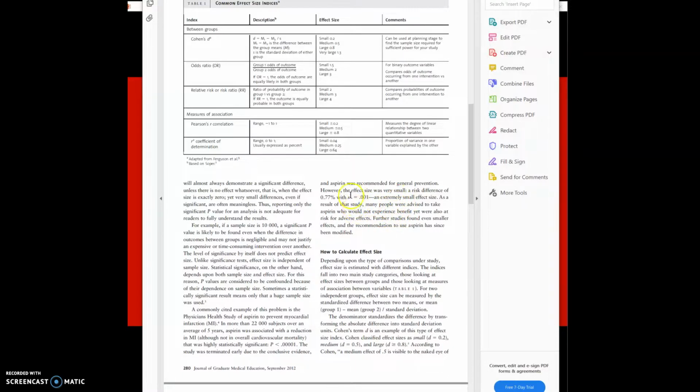Because this wasn't originally included, there were a lot of people who were advised to take aspirin who would not experience benefit, yet were also at risk for adverse effects. So this number, the effect size, is really important to include as well.